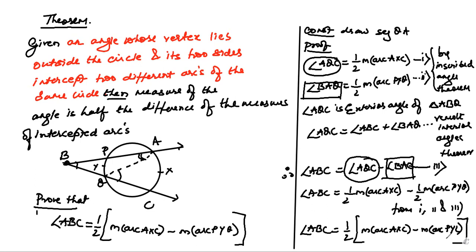So remember, children, given an angle whose vertex lies outside the circle, its sides intercept two different arcs of the same circle. The measure of that angle is half the difference of the arcs, half the bigger arc minus the smaller. I proved it also. I'm sure, children, everybody has understood it. Okay, we go to the next one now.